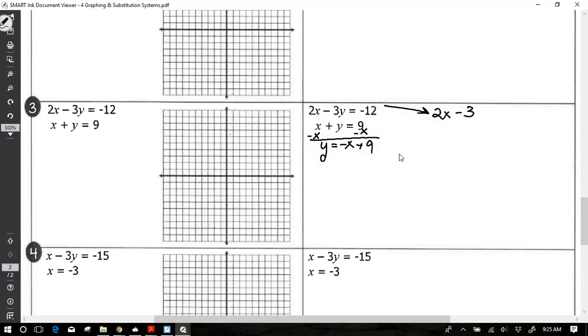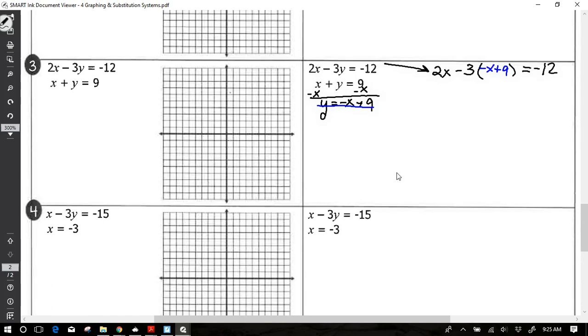And now you're ready to go ahead and do your substitution. In 2x minus 3, because I got the y by itself, I will plug this in right there, negative x plus 9, and then that should equal negative 12. And then you're ready to solve the rest of that all the way through. I'm not going to finish solving it for you. You and your partner or you individually are going to complete that.